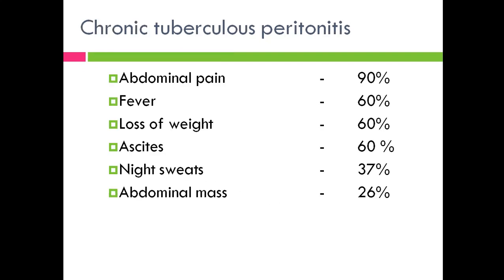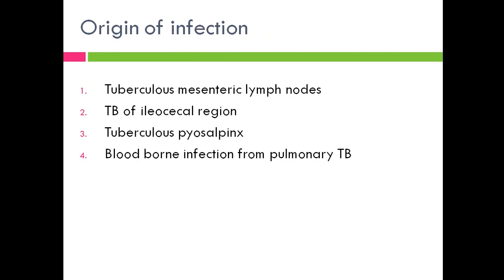So chronic tuberculosis, 90% of the patients will have a dull abdominal pain, 60% present with fever, another 60% might be having loss of weight, and ascites may be there in another 60%. Night sweats and abdominal mass are also symptoms of chronic tuberculosis. The origin of infection in tuberculous peritonitis could be mesenteric lymph nodes, ileocecal tuberculosis, tuberculous salpingitis, or a blood-borne infection from a pulmonary TB.